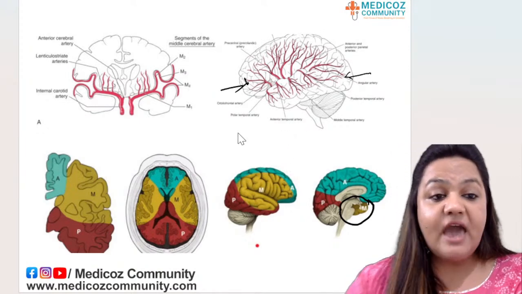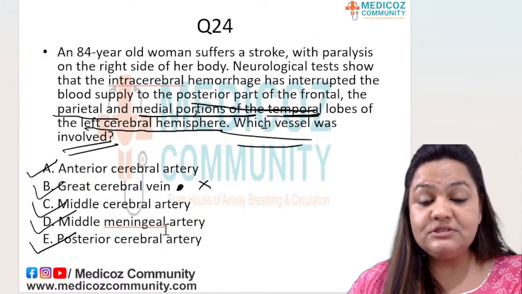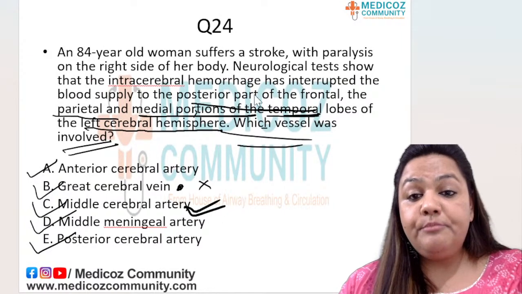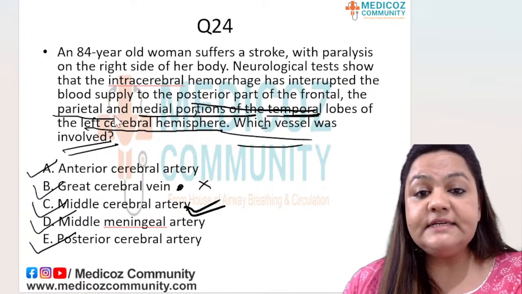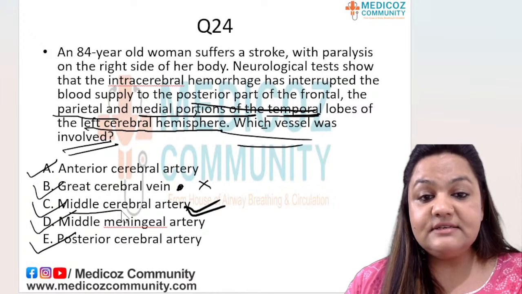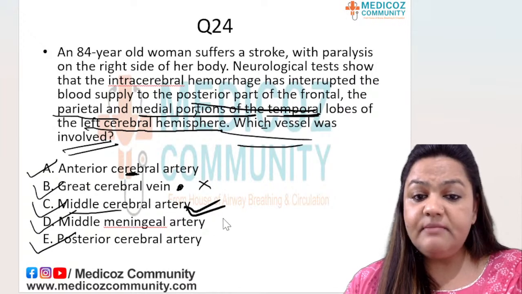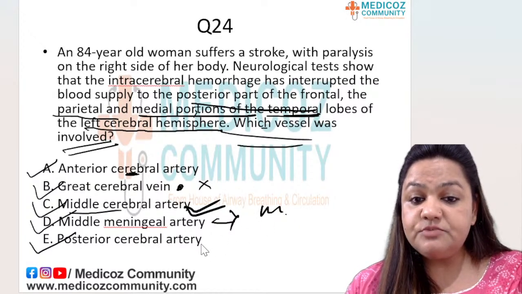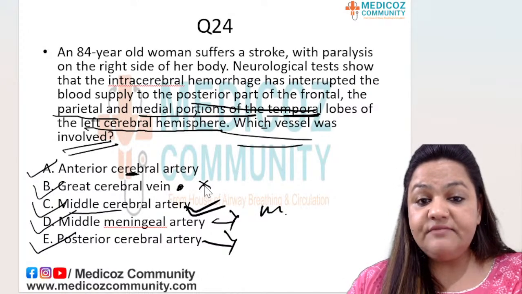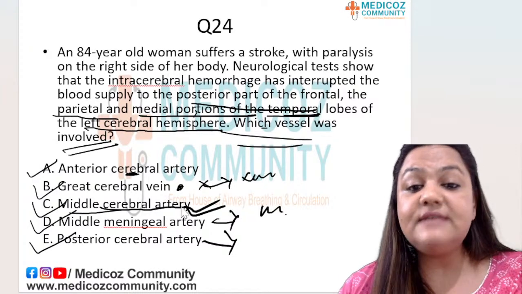So now we have the answer here. The middle cerebral artery is the answer, that is option C, which is supplying the posterior part of the frontal lobe, parietal lobe and the medial portion of the temporal lobe. The anterior cerebral artery will supply the anterior and inferior part of the frontal lobe. The middle meningeal artery, obviously, will supply the meninges. The posterior cerebral artery is more posterior towards the occipital lobe, and the great cerebral vein is not involved in a stroke. So the answer is the middle cerebral artery.